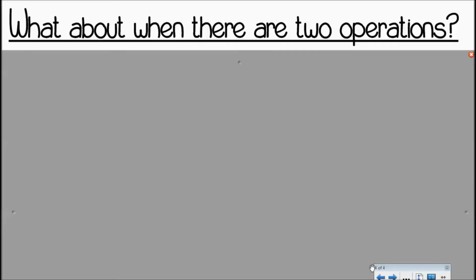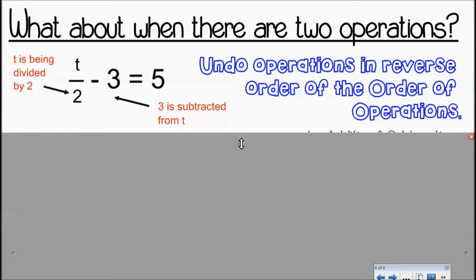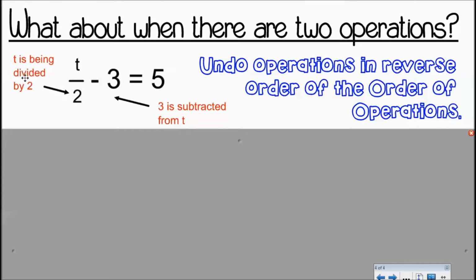So what about when there are two operations? That's going to be your two-step operation. Which one do you do first? So let's take this equation right here. T is being divided by 2, t over 2 minus 3, but it is also having 3 subtracted from it. So to know which one to do first, you undo the operations in reverse order of the order of operations.